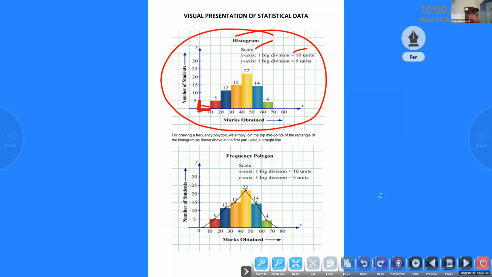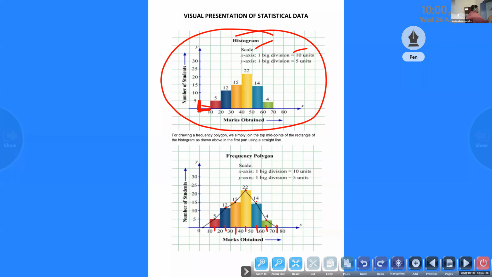So the midpoints are 15, 25, 35, 45, 55, 65, and 75. We are able to find here 20 plus 30, 50 divided by 2, 25. 30 plus 40, 70 divided by 2 is 35. 40 plus 50, 90 divided by 2, 45. 50 plus 60, 110 divided by 2, 55. Next one, 60 plus 70, 65, and so on. And we find the midpoints.